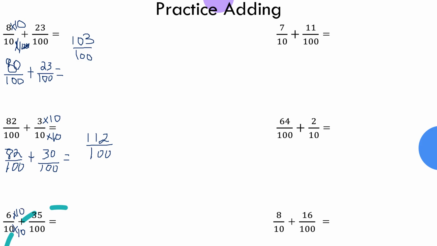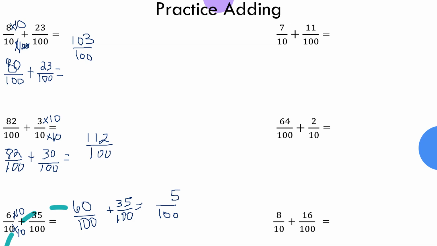Let's make our new equation. 6 times 10 is 60. 10 times 10 is 100. My 35 hundredths stays the same because it already has the denominator that I want. All right, so now I'm ready to add because denominators are the same. Denominator stays, and 60 plus 35. 0 plus 5.